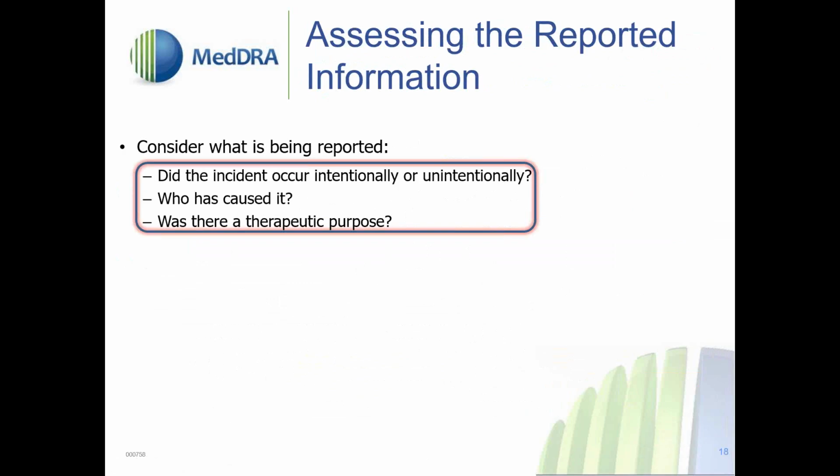Here one last hint. Before searching for suitable terms for such coding scenarios, you should always first assess the reported information, the verbatim. First of all, check the 3 criteria for the classification that we already saw in the decision chart. Did the incident occur intentionally or unintentionally? Who has caused it? Was there a therapeutic purpose?